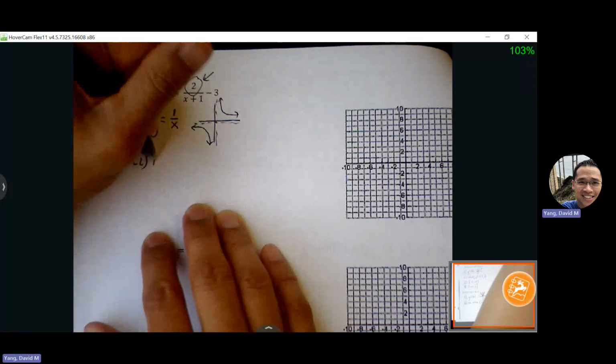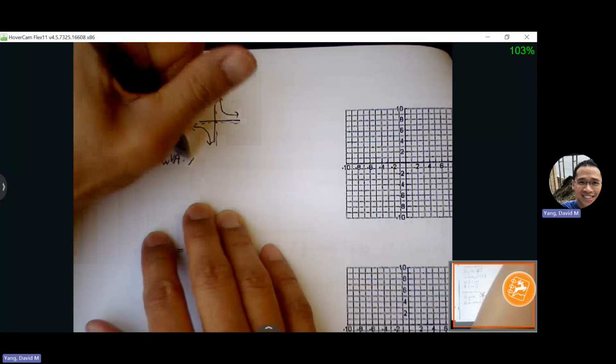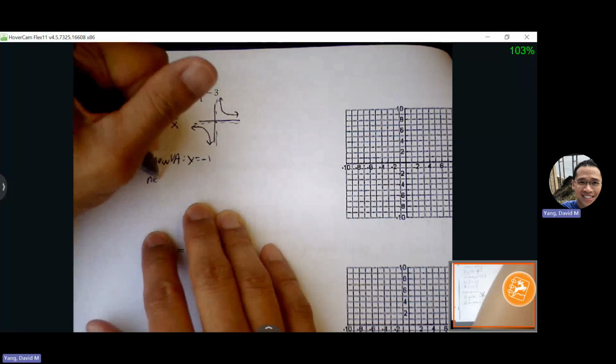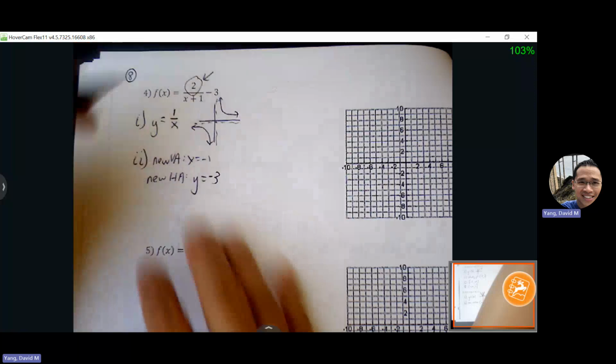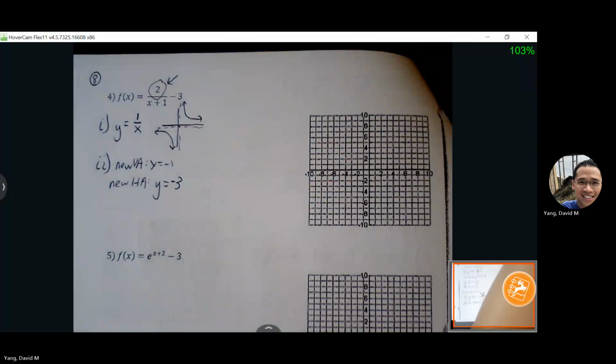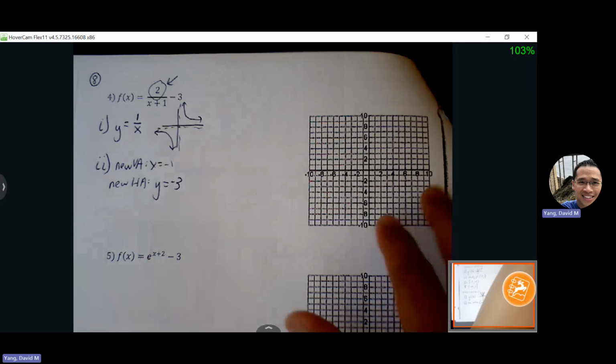So we have a new vertical asymptote at x equals -1, and we have a new horizontal asymptote at y equals -3. So in this case, we're actually going to move the restrictions around. If we can move the restrictions around, we can just create our graph around it and really don't have to worry about ordered pairs.